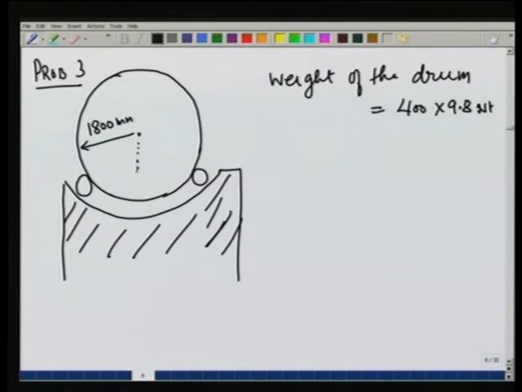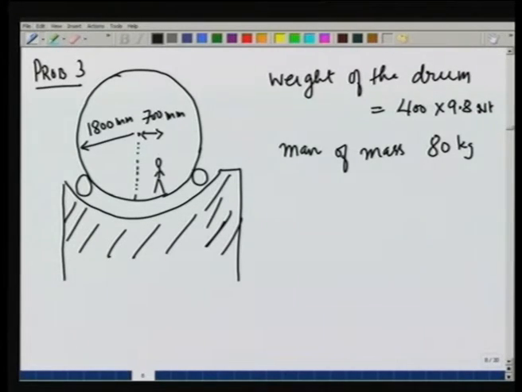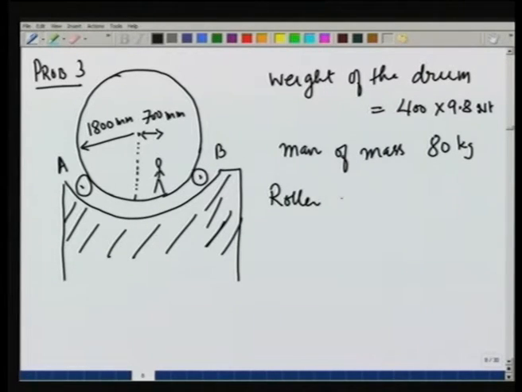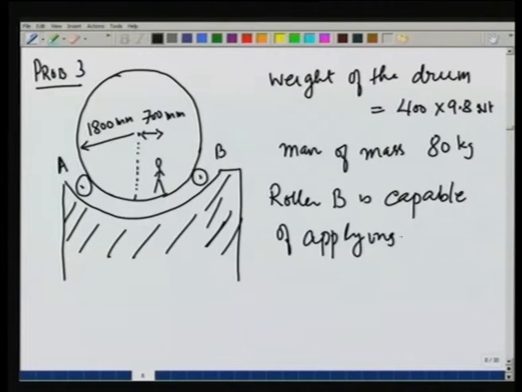A man of mass 80 kgs starts walking on the drum, and when he reaches here, which is 700 mm distance from the center, the drum just begins to rotate on these rollers A and B. The B roller, these rollers are also cylindrical, is capable of applying a frictional force, and that is why it is only after the man moves a certain distance that the drum starts rolling.